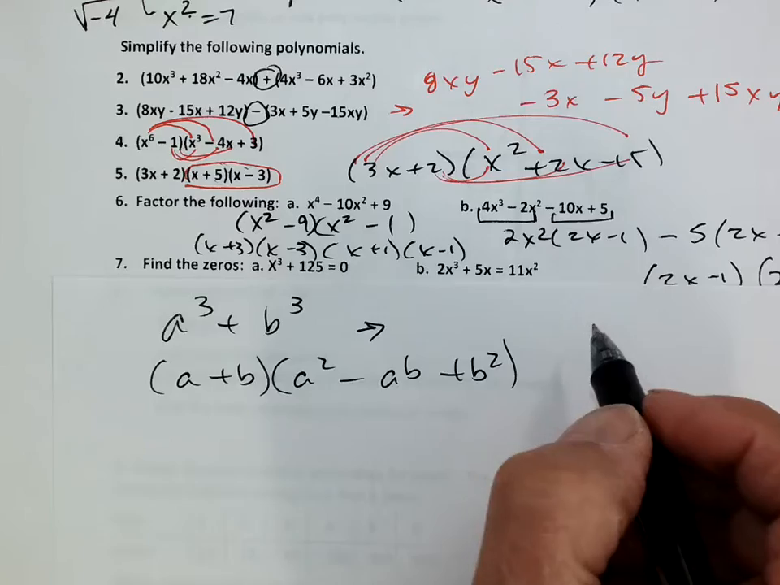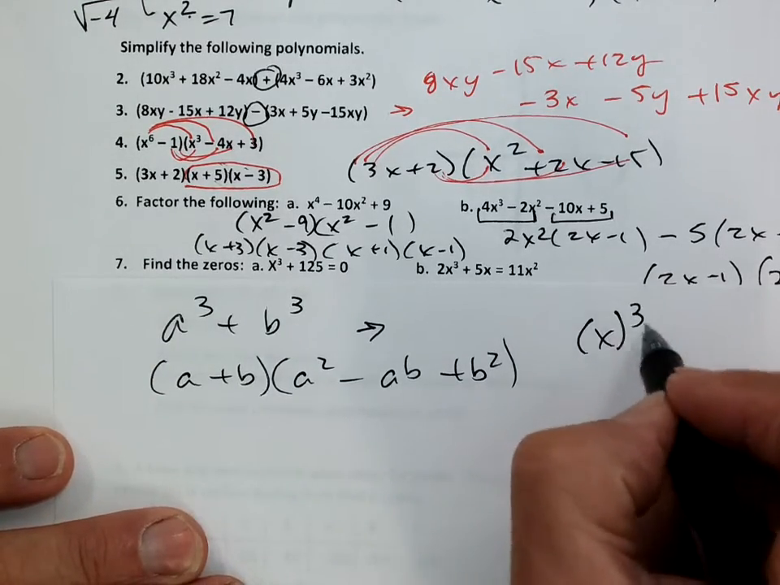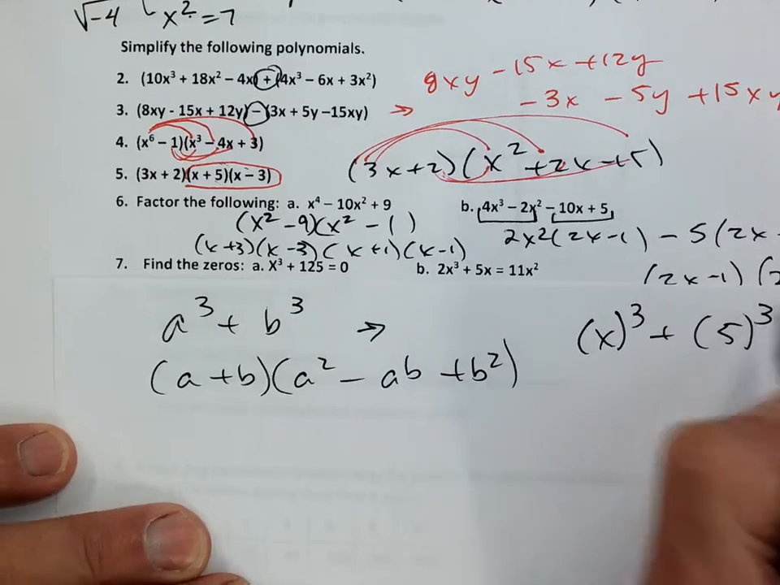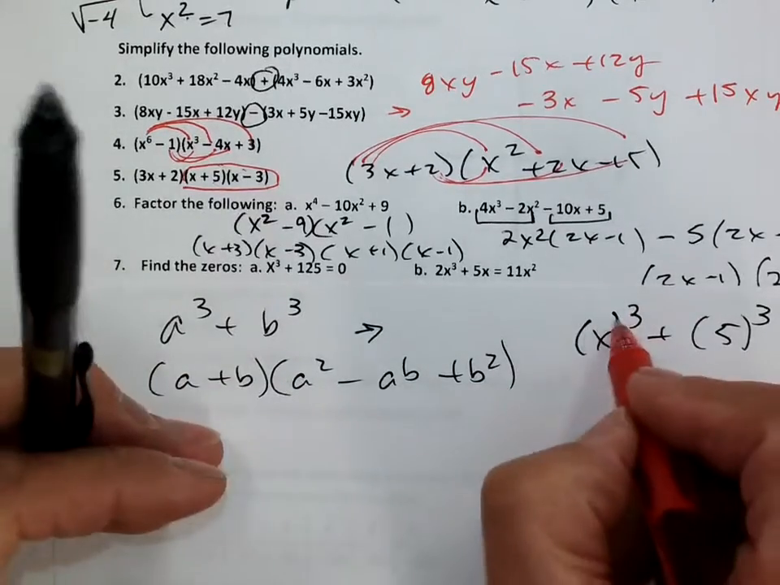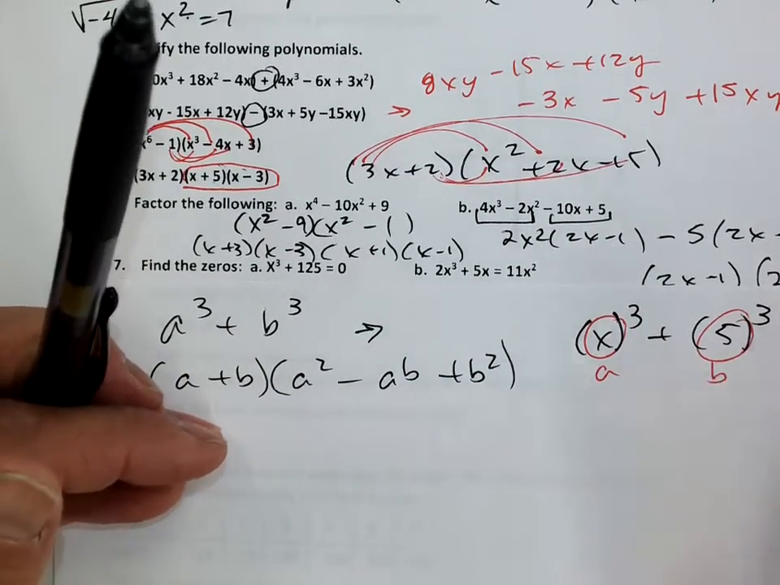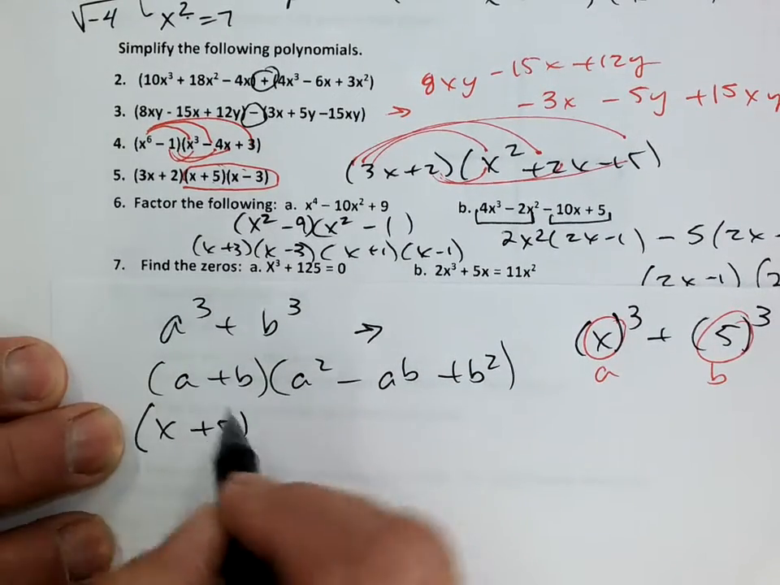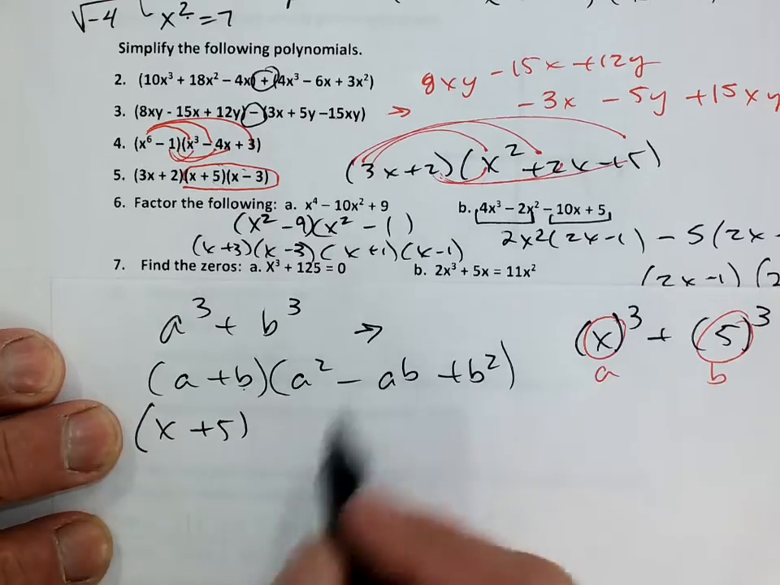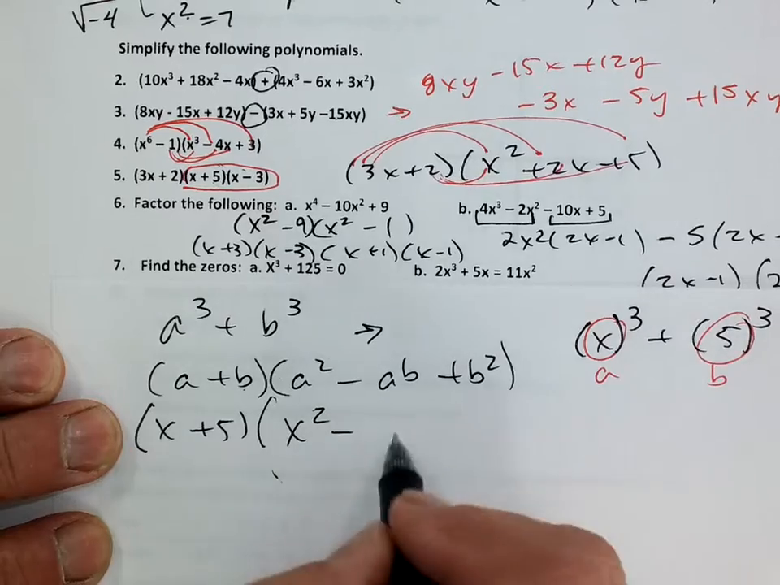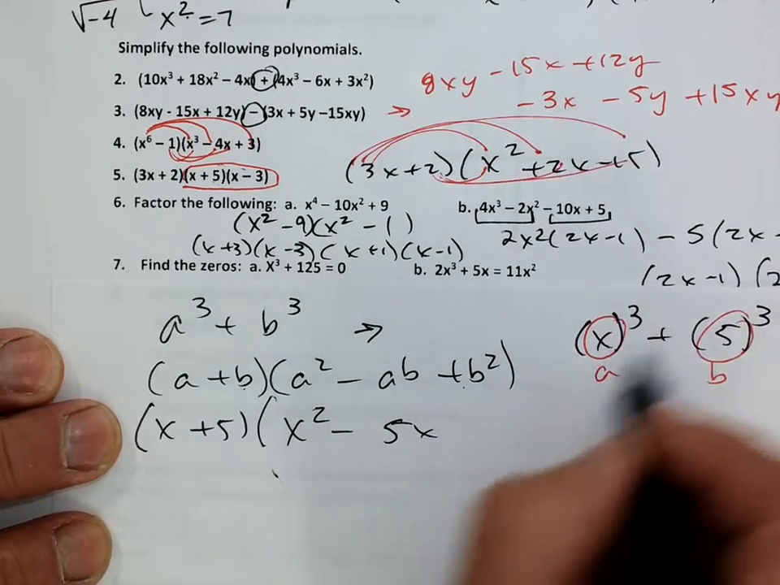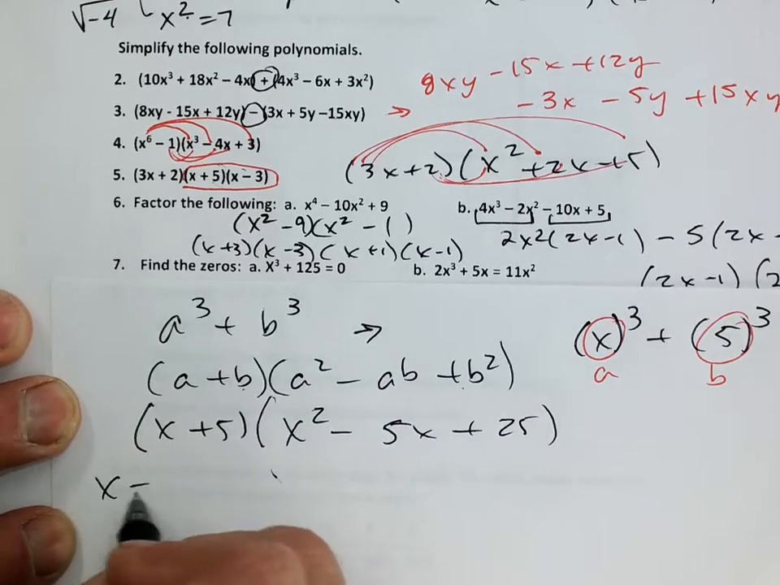I know we can. So in this example, I know that it's the same thing as an x cubed plus a 5 cubed. So I know that I'm going to put my x in for all my a's. I put my 5 in for my b's. So I will have an x plus 5, a plus b, times my x squared minus 5x plus 25. Okay, so one of my zeros is x equals negative 5.